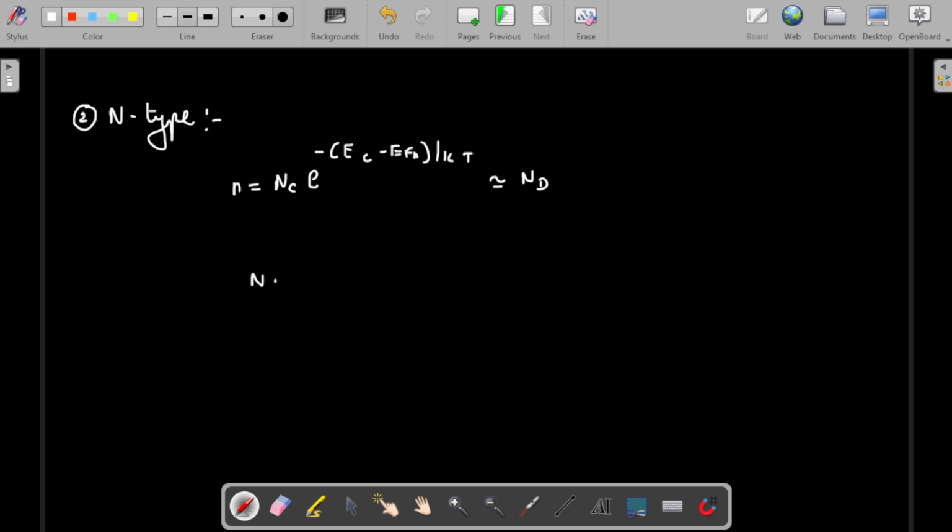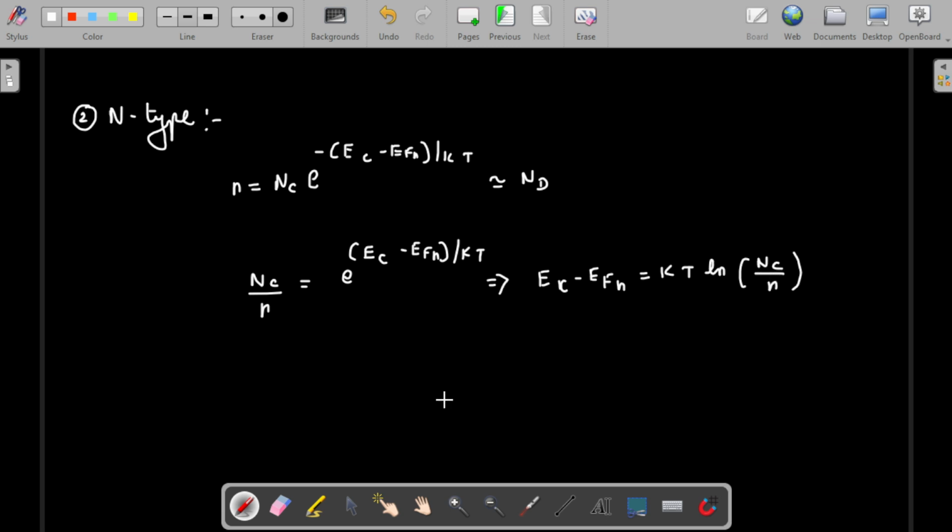So let's take this case and divide by n. So NC by n. Let's bring the e power minus term to the other side, so it will be (EC minus EFN) divided by KT, right? So let's use the ln function here. Same as what we did for intrinsic in the last class: ln, and taking the e outside. Then this will be equal to KT ln NC divided by n. This is the thing that we are getting. I hope this is understood for you guys, right? We have done nothing; we have taken ln and brought this term outside and this term here itself.